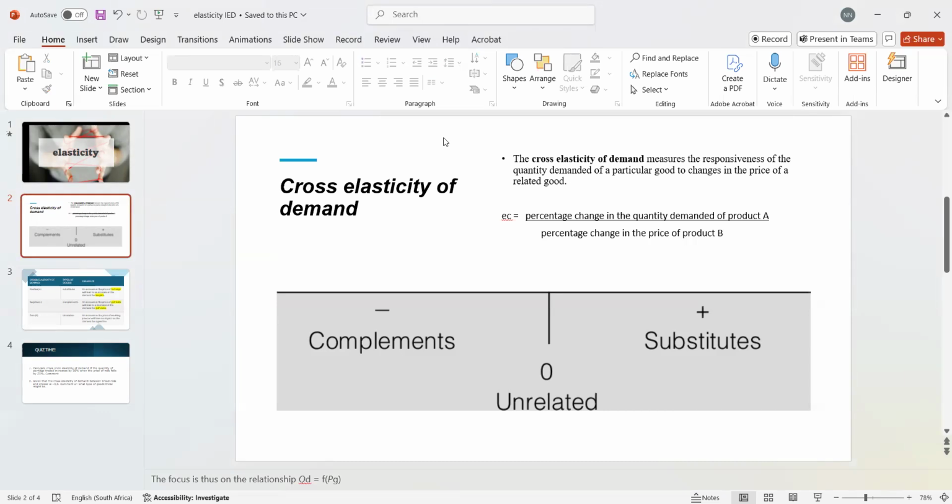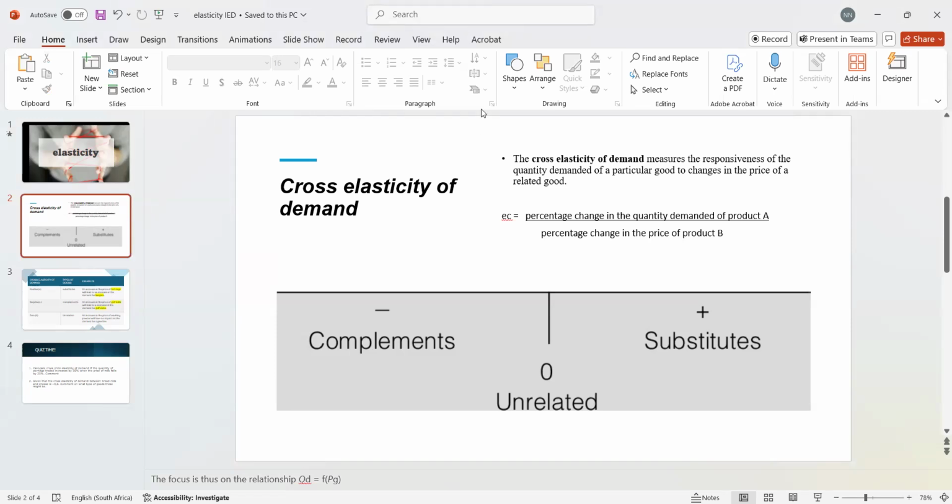Okay, so we've done already three types of elasticities, which is the price elasticity of demand. We did price elasticity of supply, we did income elasticity of demand. Now we're going to be doing the last one, which is cross elasticity of demand.